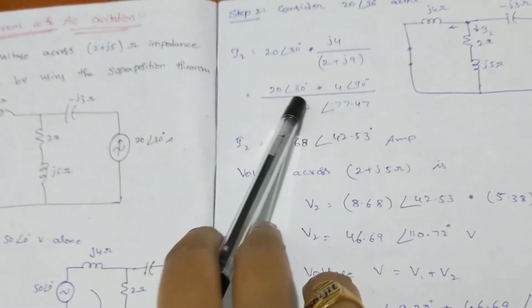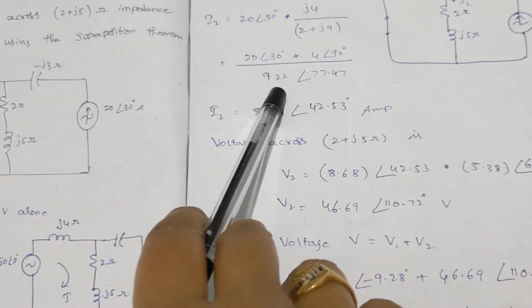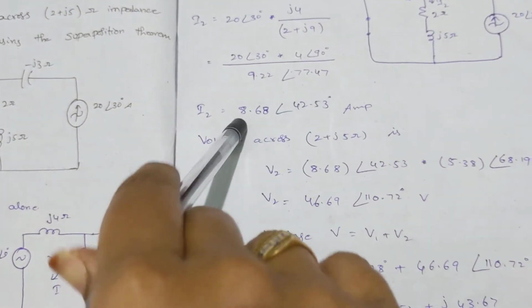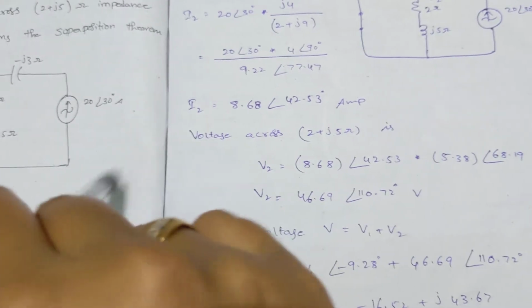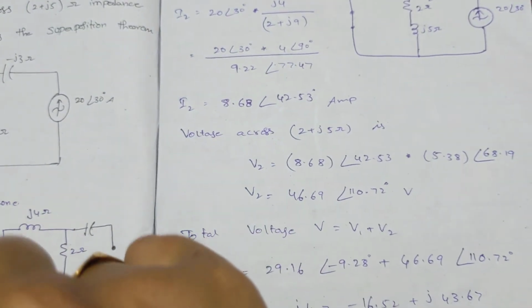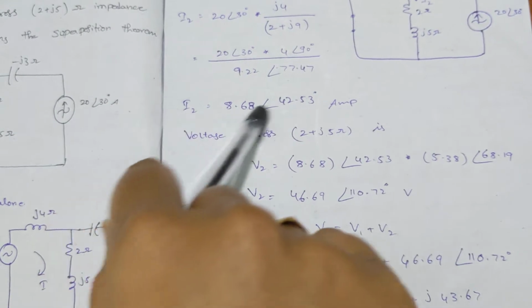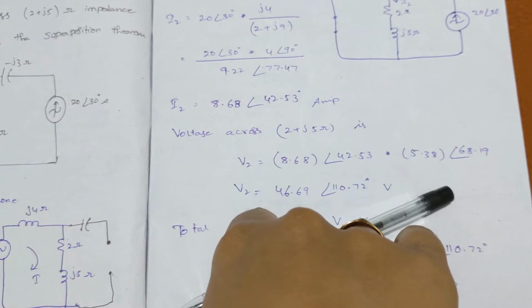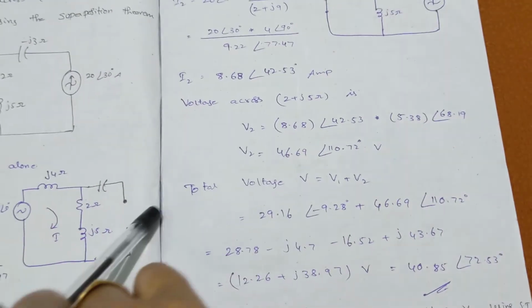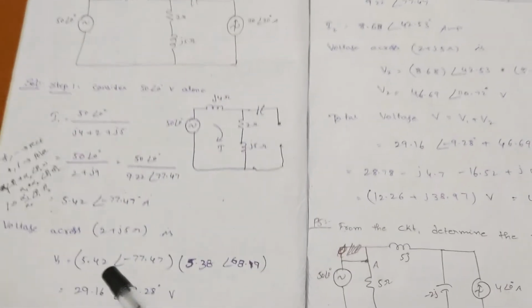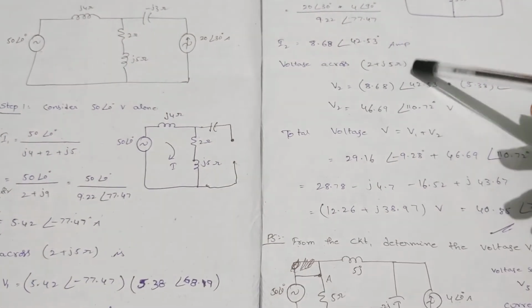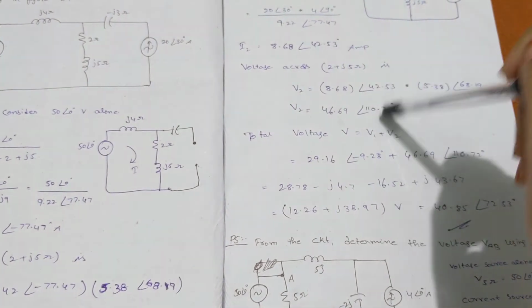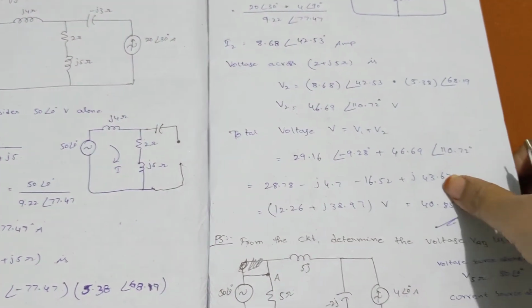Again it is simple arithmetic: 80 divided by 9.22 angle 120 minus 77.47. There is not that much arithmetic to calculate. So again I have this current. When I have the current, if I multiply it with the impedance, I can find the voltage. Now I have the voltage because of source 1 and the voltage because of source 2. The sum of these two gives you the total voltage.